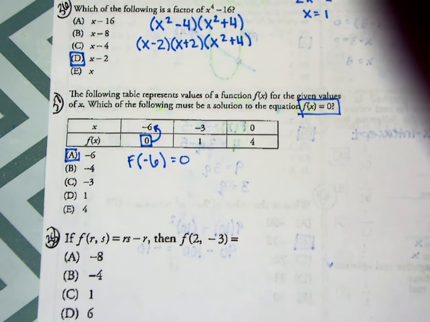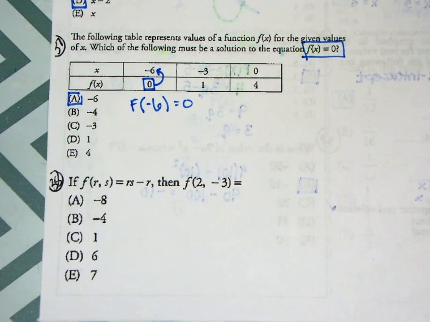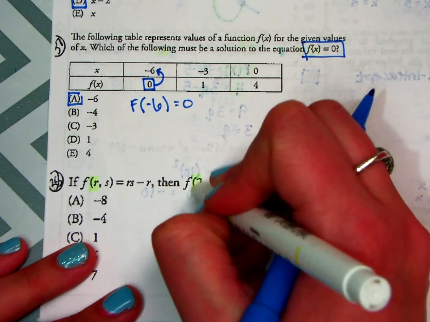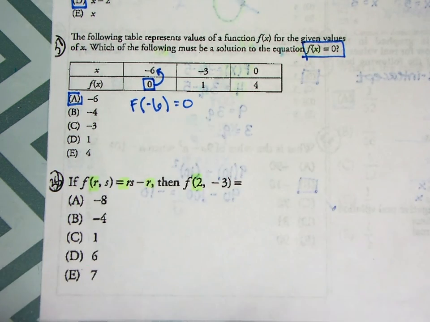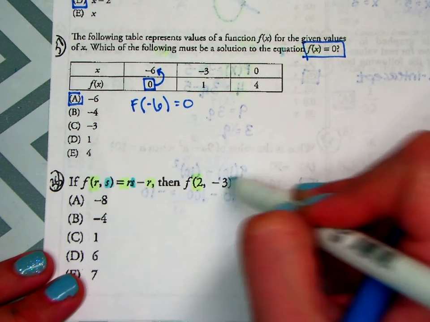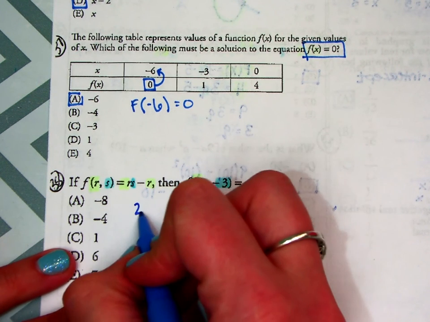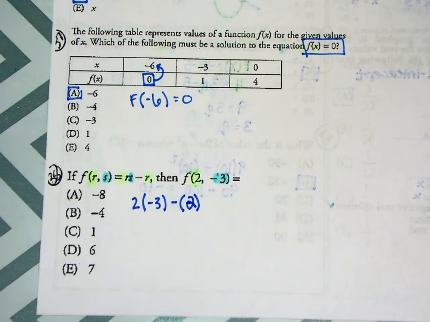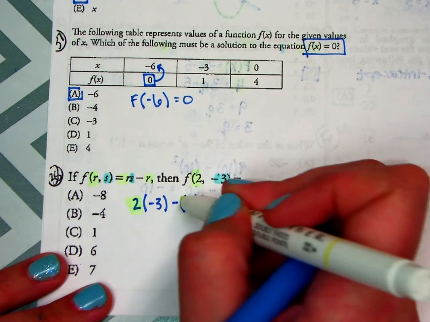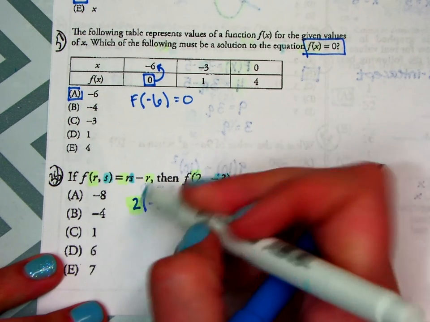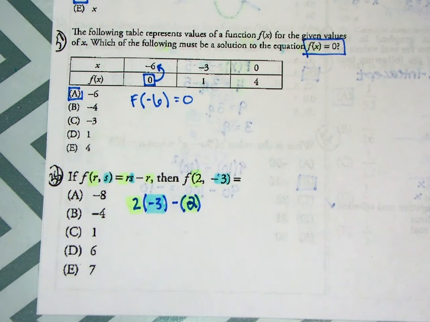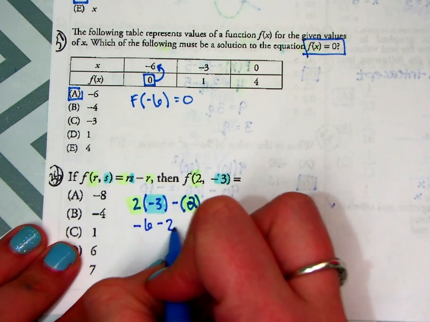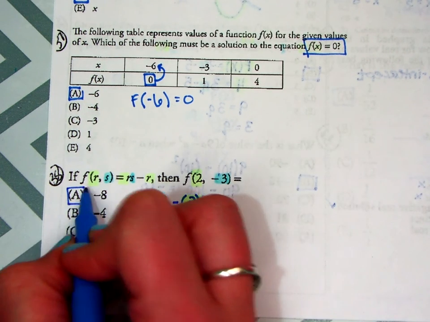And the last one, f of r, s equals r times s minus r. So again, in this problem, fancy substitution. R is first, 2 is first, so r is going to equal 2. And then we also have s, and in the s location, we have negative 3. So this will become 2 times negative 3 minus 2. Sorry, I was writing that wrong. So again, our r value is 2. Our s value is negative 3. So 2 times negative 3 is negative 6, minus 2 is negative 8, which is option A.